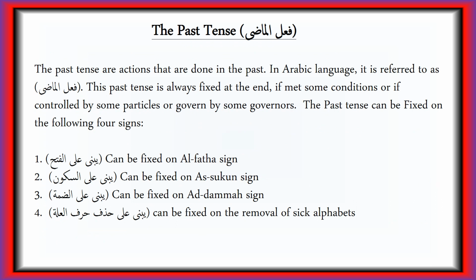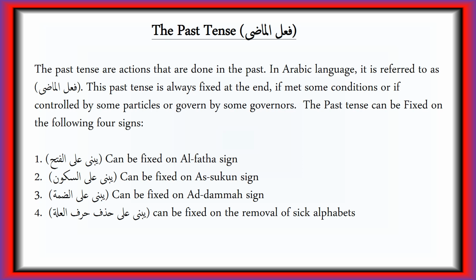The past tense فعل الماضي. The past tense are actions that are done in the past. In Arabic language, it is referred to as فعل الماضي. This past tense is always fixed at the end if it meets some conditions or if controlled by some particles or governed by some governors. The past tense can be fixed on the following four signs.